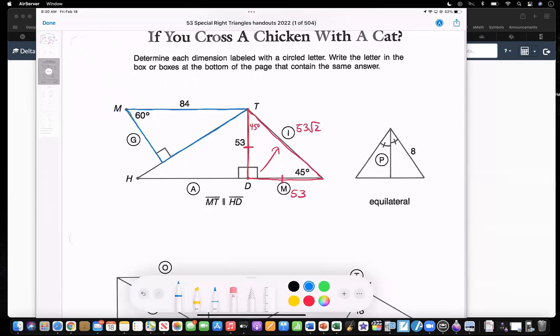Okay, so first thing I should ask myself is, what is this angle? Well, if it's 90 and 60, that would be 30, right? 30, 60, 90. Okay, so always identify the short leg first. So the short leg is across from the 30, so this is the short leg. Okay, and I'm given the hypotenuse here. This is the hypotenuse.